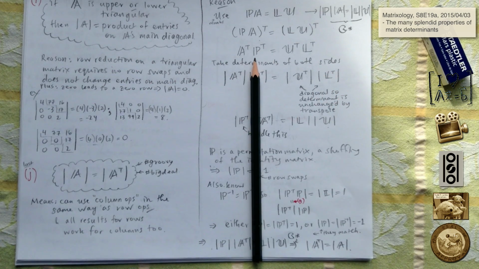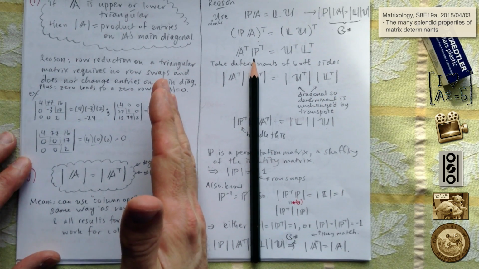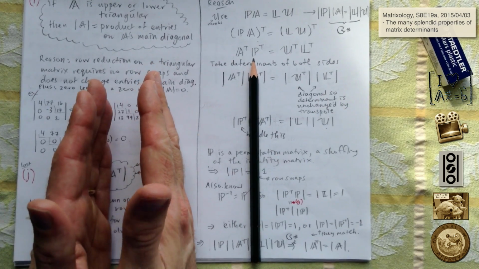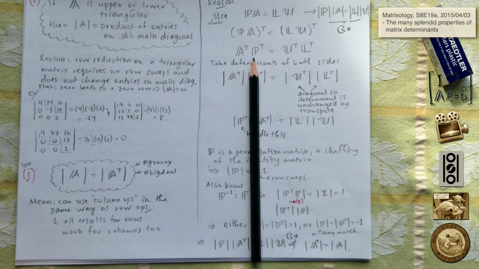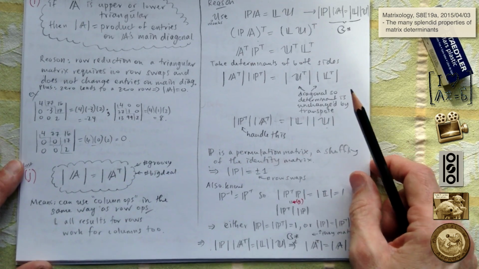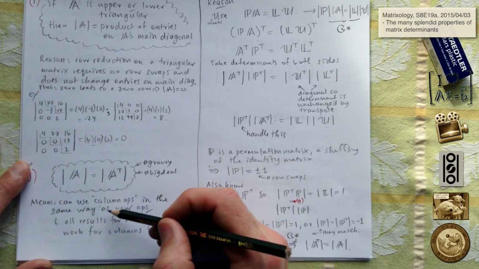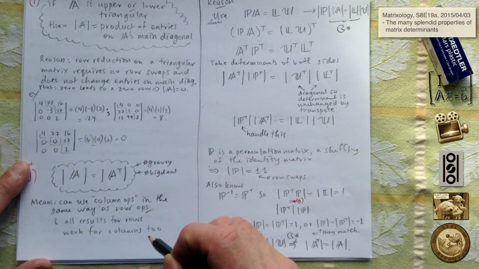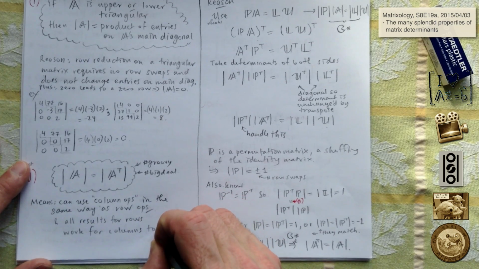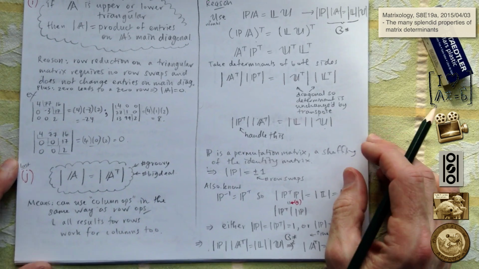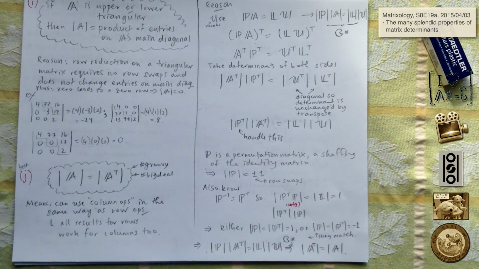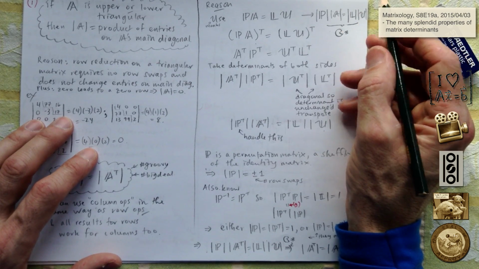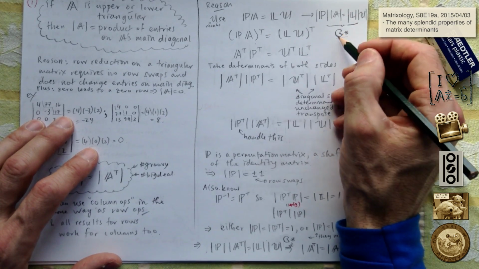If you see, for example, a column of zeros, then the determinant is 0. If you see 2 columns that are the same, then the determinant is 0 because of this connection here. So that's what we're saying here. We can use column operations in the same way as row operations, and all results for rows work for columns too. So that's great, lots of amazingly good things. All right, this is supposed to be a footnote, a connection for later on.